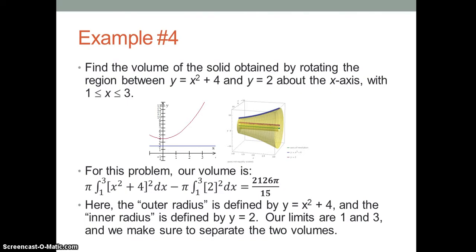Okay, so our outer radius in this case is y is equal to x squared plus 4. It is the function that's farthest away from the x-axis and will form the basis for our solid. The function y is equal to 2 is our inner radius because it forms the little cylindrical volume that's going to be taken out from our solid.